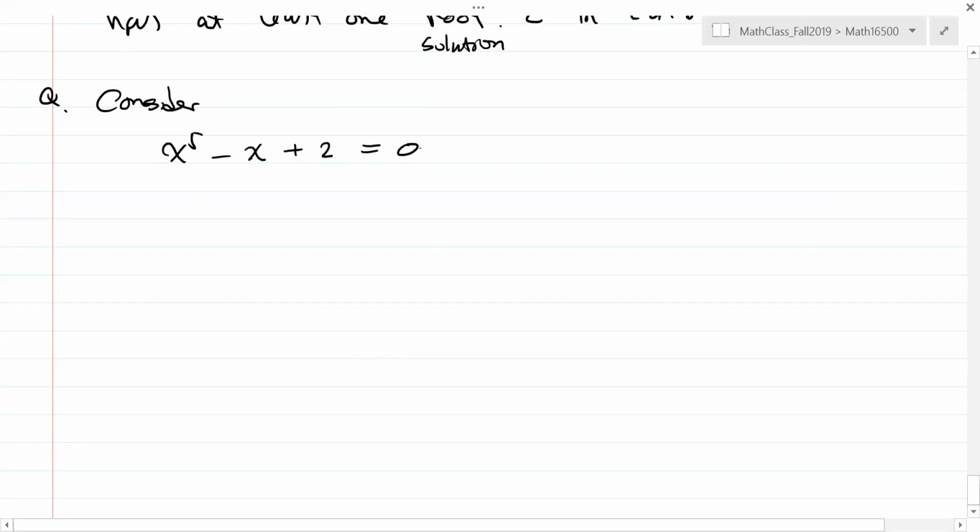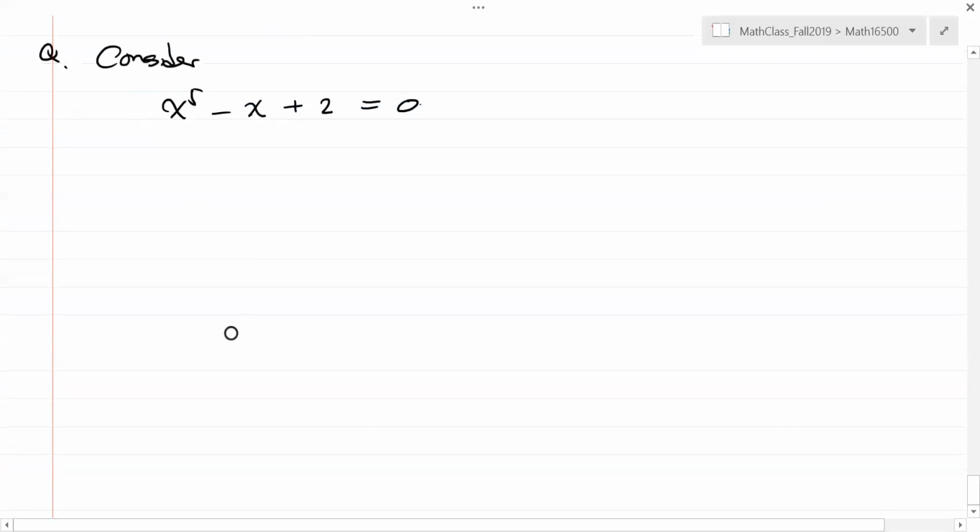Okay. All right. So x to the fifth minus x plus 2. Let's try to find the solutions. And how many of them? We cannot find the exact value, but I try to find the solution in some interval. So I'll consider the value. I can even just put this as 2. It doesn't matter.